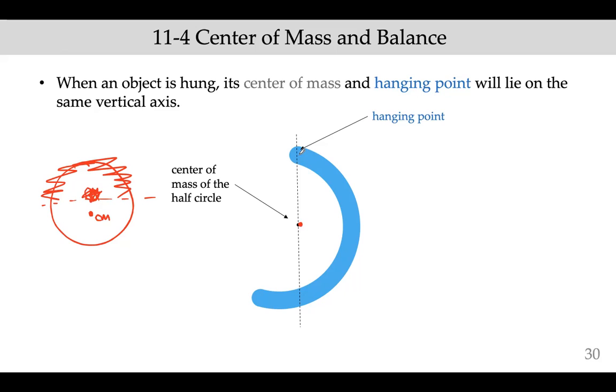Now, if you hang this object from this point, what will happen is this object will move until the hanging point and the center of mass are on the same vertical axis. So here's the vertical axis, what's meant is this dashed line.